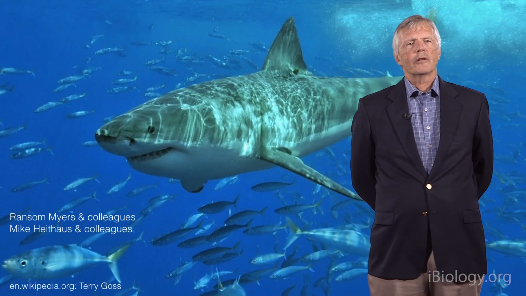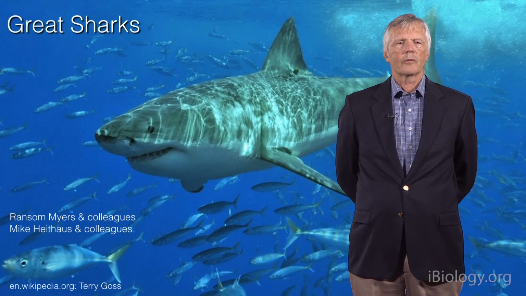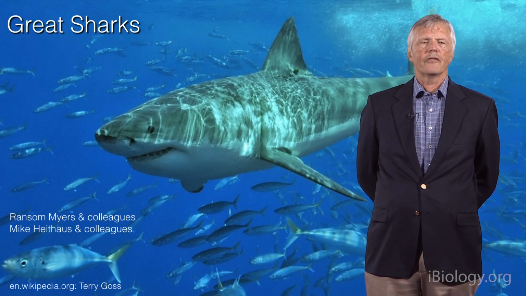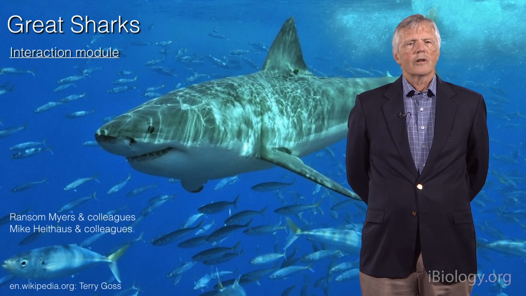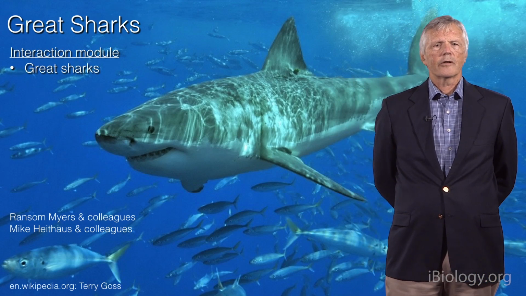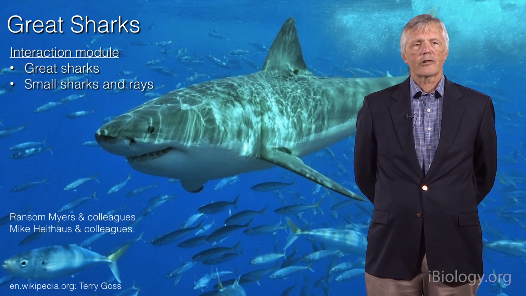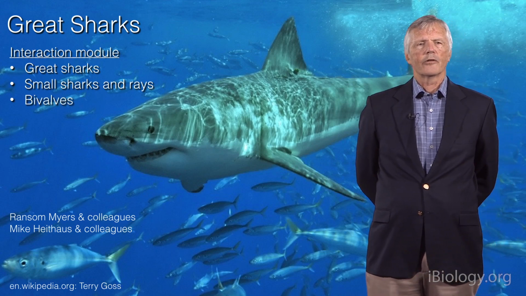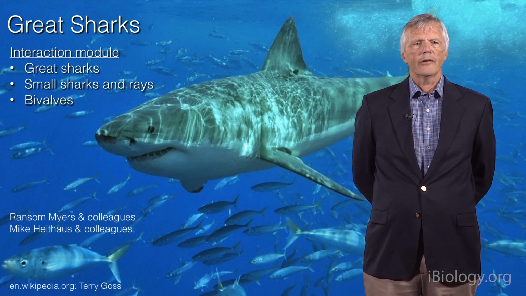I'm going to now move to the third module, which is now back into the ocean, and I'm going to talk about great sharks and some work that was done in this particular case by Ransom Myers and his associates on the effects of sharks on coastal ecosystems. The module of this food web that I'm going to focus on is the great sharks as the apex predators, small sharks and rays, which are fed on by the large predatory sharks, and bivalve mollusks, clams and oysters and a variety of other species of bivalves that are fed on by the small sharks and rays.